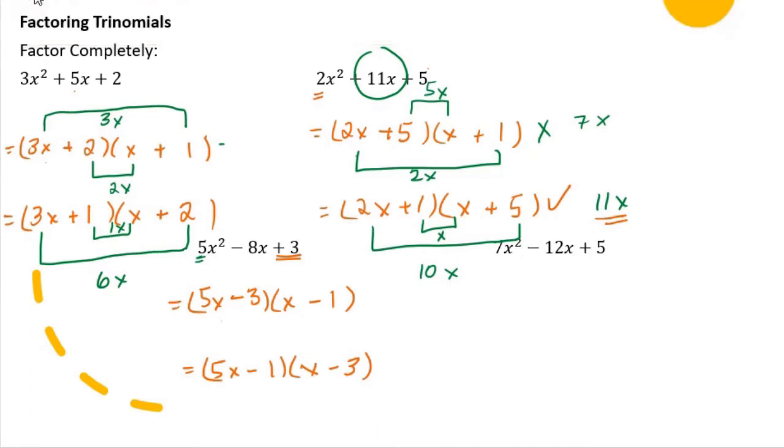Let's see where we're at. Checking the first one. 5x times negative 1 is negative 5x, and negative 3 times x is negative 3x. I don't even have to check the next one. Negative 3x plus negative 5x is negative 8x, so that's the correct solution.